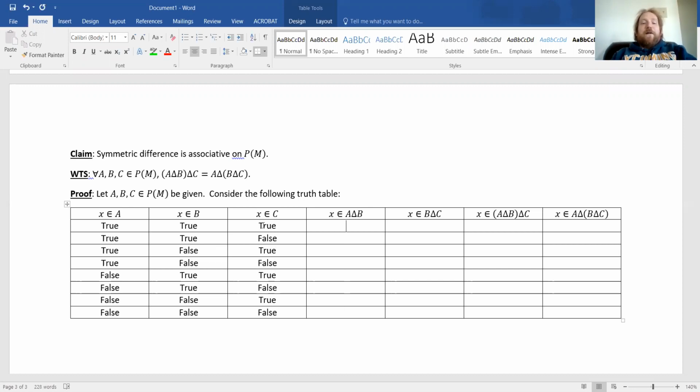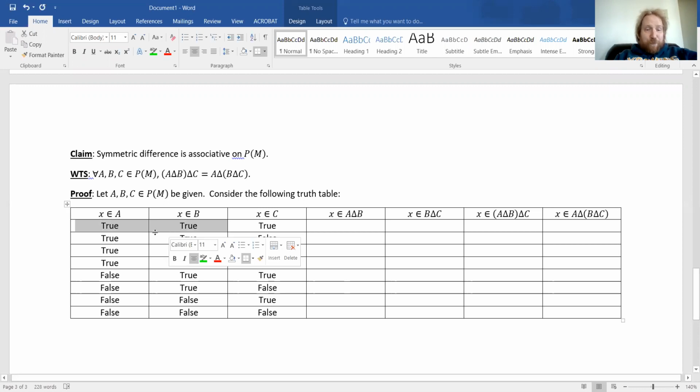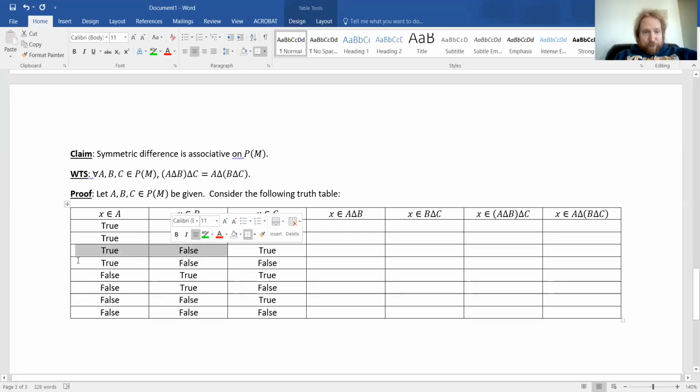Now, let's look at A symmetric difference B. We are looking for true when exactly one of these two entries is true. So that would mean this third row is true. The fourth row is true. The fifth row is true. And the sixth row is true.